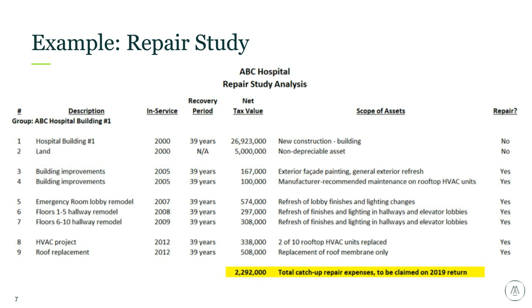The tangible property regulations actually have specific examples related to this that points to this as a potential repair. And then the roof replacement, if it only involves a roof membrane, there's also a lot of specific examples in the regulations, and this could potentially be a repair as well. So if the documentation is accurate and the findings are correct, it's possible that assets 3 through 9 on the depreciation schedule could be expensed as repairs. And in this case, ABC Hospital would file a Form 3115 on its 2019 tax return to claim the $2.2 million deduction.